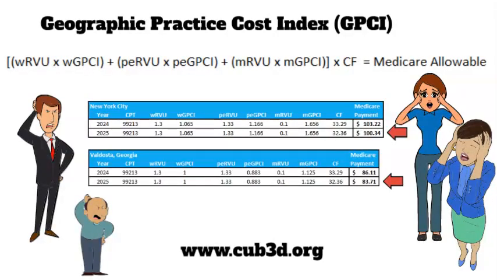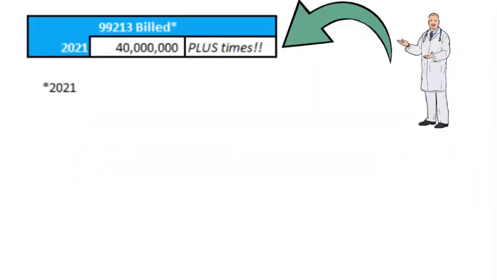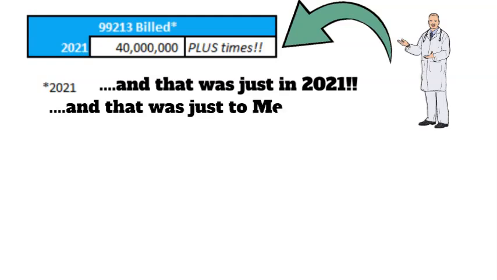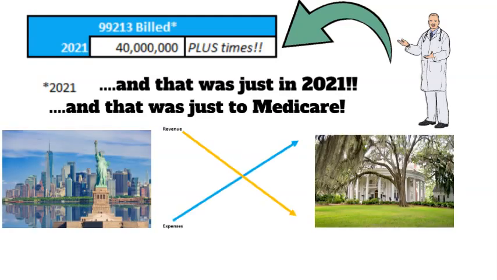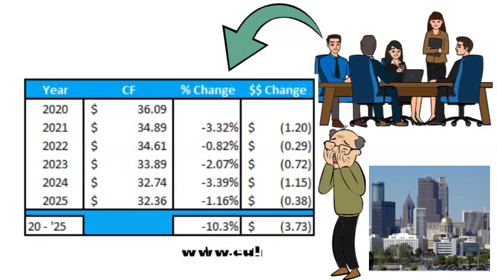Now that doesn't seem like a lot of money or a big cut. But if you consider that a 99213 is one of the most frequently used CPT codes in the United States, that lost $3 begins to add up. Also, inflation continues to increase, meaning payment doctors receive for any CPT code will not only be cut, but doctors will be hit with higher costs to run their businesses. Lastly, the CF has been cut a bit more than 10% since 2020. At Cube, we wonder how long can this go on?